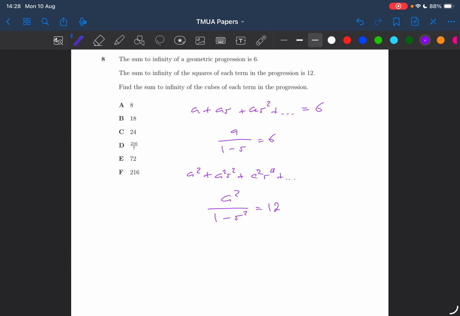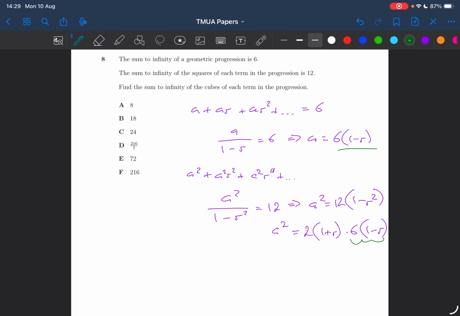But what we can do, let's make everything into kind of one row of things, you know what I mean? So a equals 6 lots of 1 minus r there. And here we have a squared is going to be 12 times 1 minus r squared. And this thing, that right-hand side, let's separate that out a little bit. So we'll still have a squared on the left. The 12 we can break up into a 2, and then that bracket can be 1 plus r, and then obviously we're going to have the 6 to make the 12, and the 1 minus r for the other bit of the bracket. This is that bit. So this is equal to a.